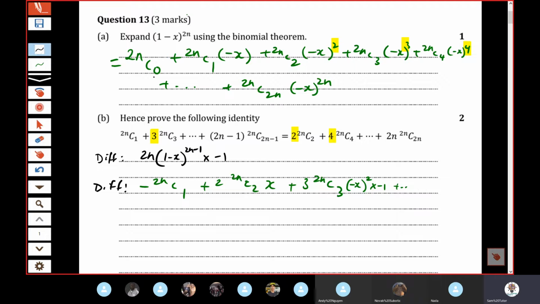Differentiate this. Again, bring the 2n down: negative x to the power of 2n minus 1 times negative 1 times 2n choose 2n. And I am literally 1 or 2 lines away.